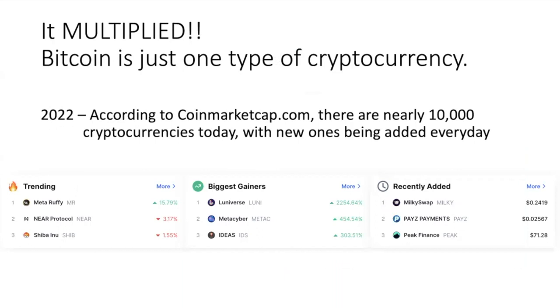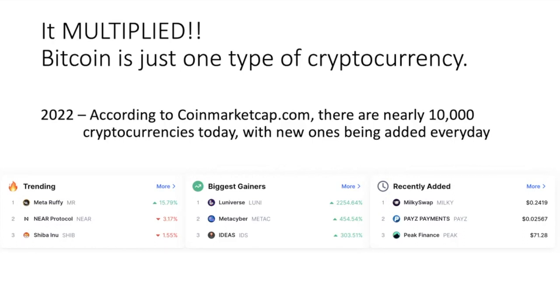So the reason why I've been emphasizing so much that I was talking about Bitcoin specifically is because, as we know, Bitcoin is just one type of cryptocurrency. So it multiplied, right? In 2022, according to coinmarketcap.com, and Chinmay can tell me if that is a valuable resource or not, there are nearly 10,000 different varieties of cryptocurrencies today, with new ones being added every day. So we've all heard of Bitcoin. Many of us have heard of Dogecoin. Many of us have maybe heard of Ethereum.